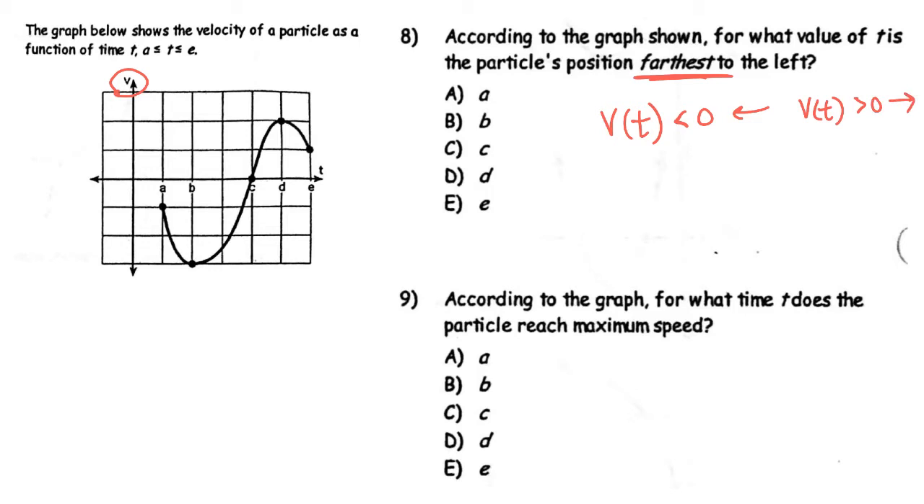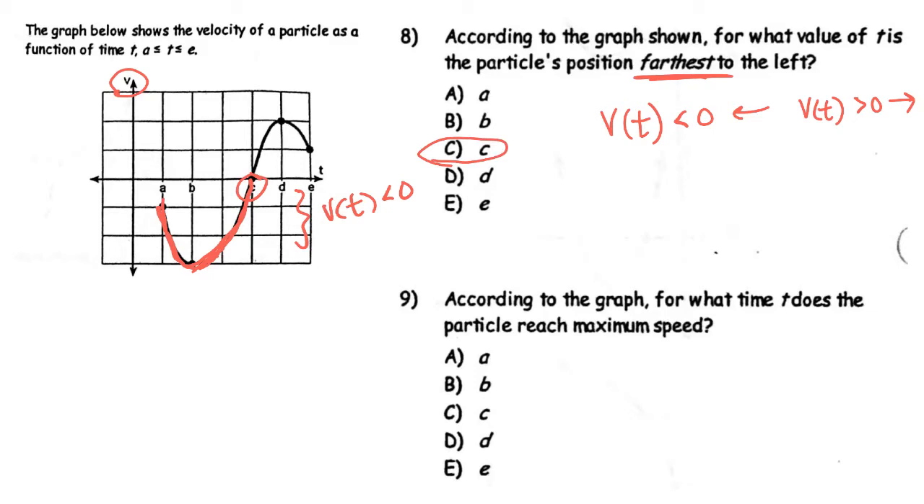So I'm looking at the graph trying to find all of the places where velocity would be negative, which is below the x-axis. So from A all the way to C, that entire area there, all of that is negative. So velocity is less than 0. So my particle starts here at A and we're going left, going left, going left, and it continues moving left until we get to C. So my answer choice here should be C.